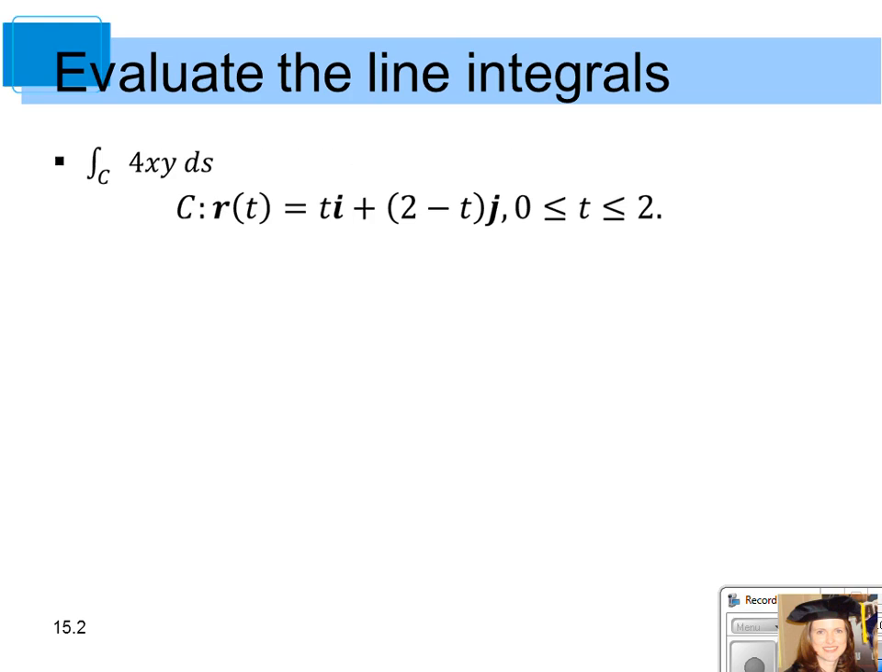All right, let's evaluate this line integral of 4xy ds over the path C, and we're given r of t equals t i plus the quantity 2 minus t j, and the time interval is from 0 to 2. Pause the video, try this one on your own, and then come back and check your solution.